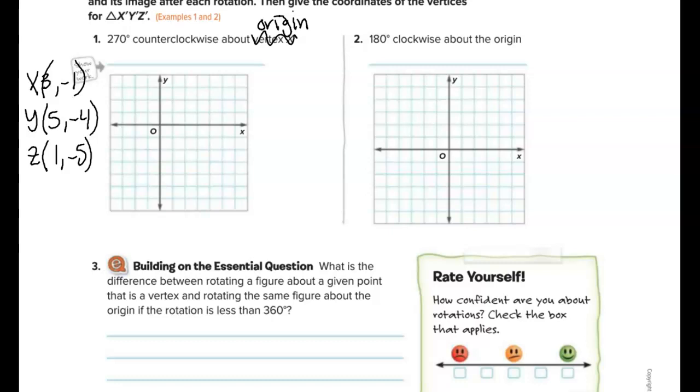You'll have to change the directions on your assignment. I printed it off before I typed the new directions. So change the directions. If it ever says about a vertex, just keep it the same thing that we've always been doing, around the origin. Okay? If I'm using 270 degrees counterclockwise, what is the rule?